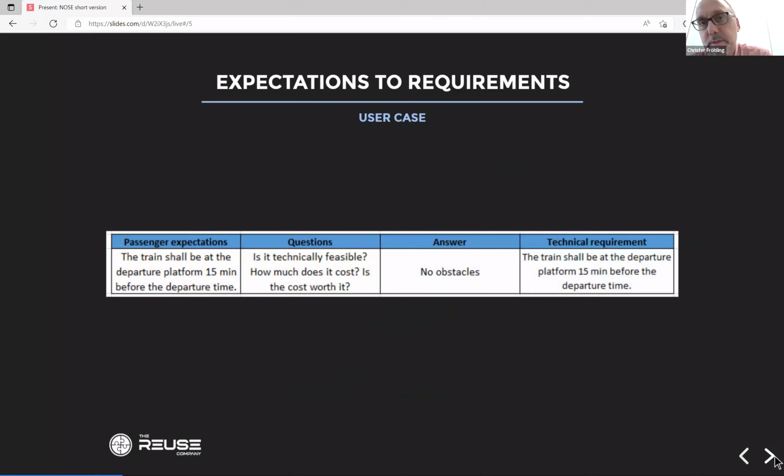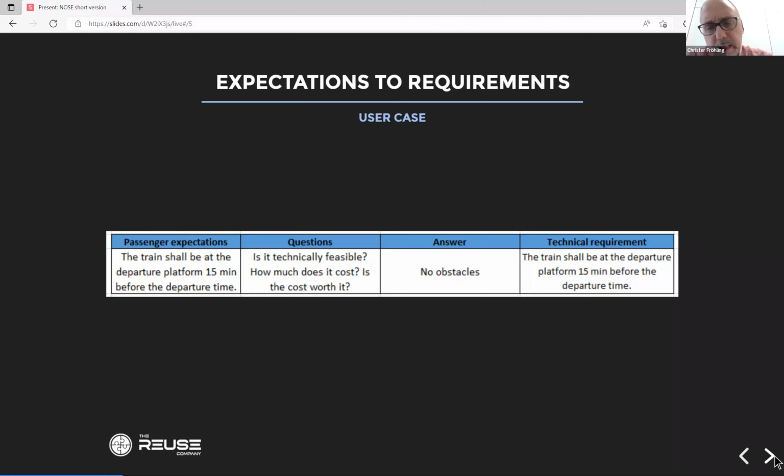And for instance, if we don't think that the train has yet been caused to stop, we could think that a regular passenger, he or she, wants to be on the platform 15 minutes before the train departs. And the train should then be there. And then we have to think as a system engineer, is this feasible? How much will it cost to have all these trains running into the platforms? Will it be worthwhile to do so? And if the answer is no, there are no obstacles in this.